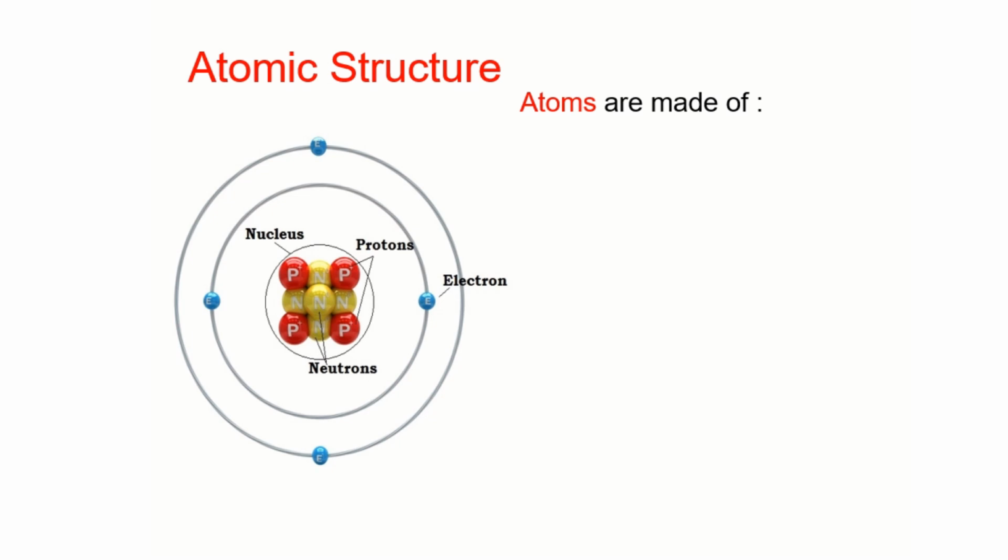Now, just to be clear, this is a model. It's an image that we have of the atom. It doesn't necessarily look like this, but it's a really useful model, and it's one of the better ideas that we have right now about how atoms work. So we're going to just discuss the things that make up atoms, and these are called our subatomic particles.